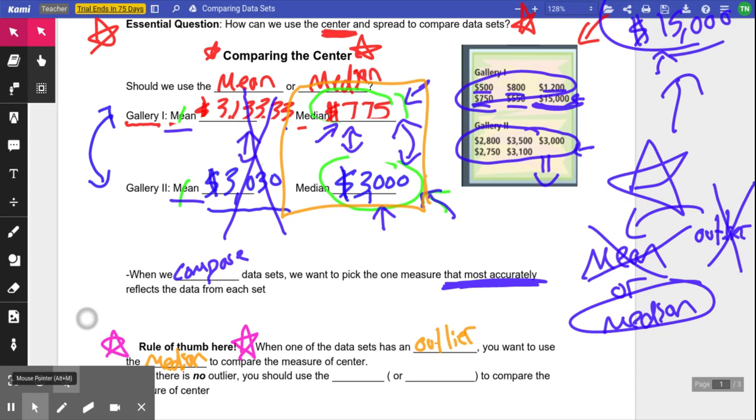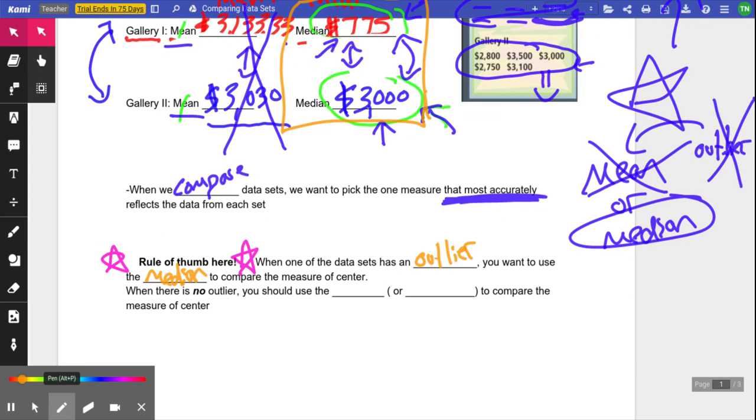All right, so then what does that mean when there is no outlier? So I have this below. When there is no outlier, you should use the mean or the average to compare the measure of center, okay?